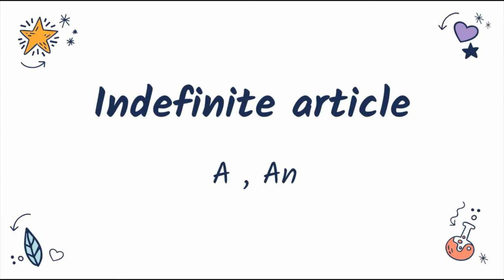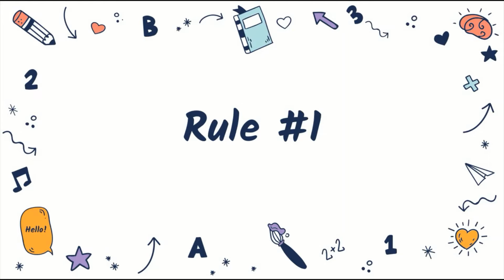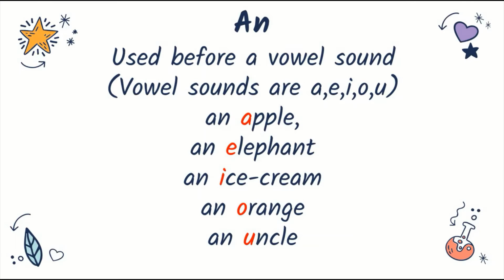As with math, English grammar also has some rules. So let us look at rule number 1. An is always used before a vowel sound. Now you must note that I have specifically mentioned vowel sounds and not just vowels. So words beginning with the vowels A, E, I, O, U make vowel sounds. Like apple, elephant, ice cream, orange, uncle. Therefore, we use an before all these words.